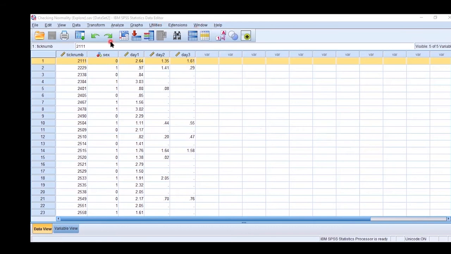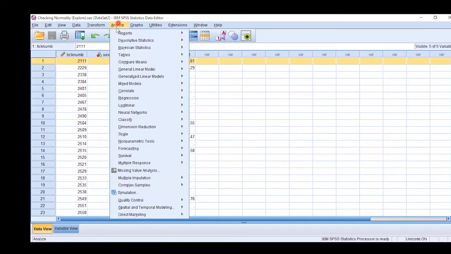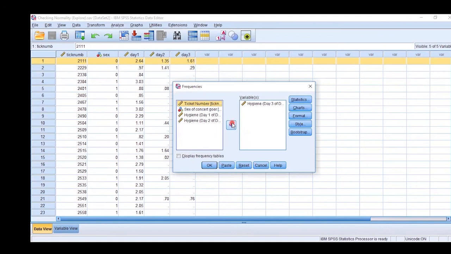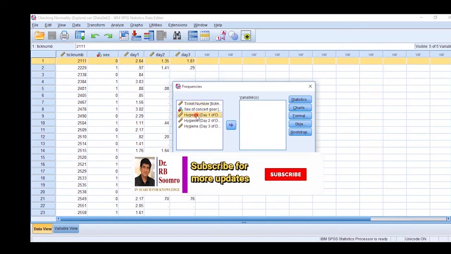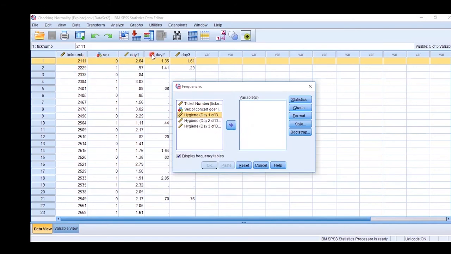How to do this? It's very easy. Just go into Analyze, then Descriptive, and then go into Frequencies. After going to Frequencies, you should move the variable of your choice. In this data, there are three variables: day 1, day 2, and day 3. We want to check the normality of the data through two methods, through the tabular form and graphically. So first we are going to move the day 1 data from here to here.